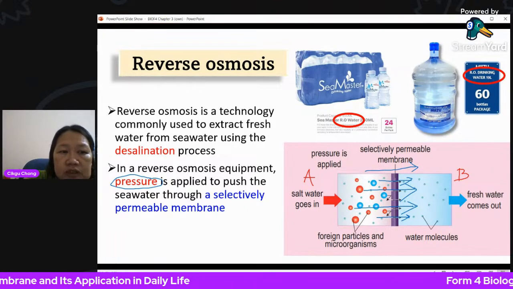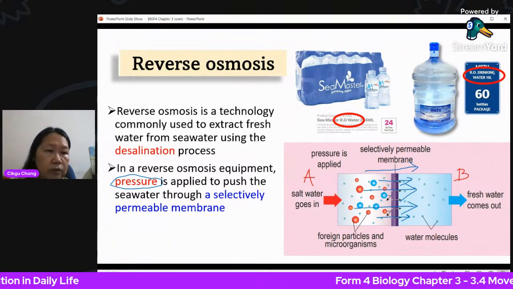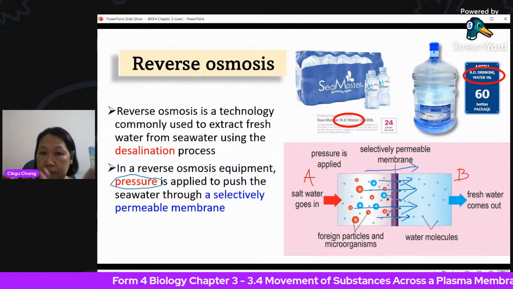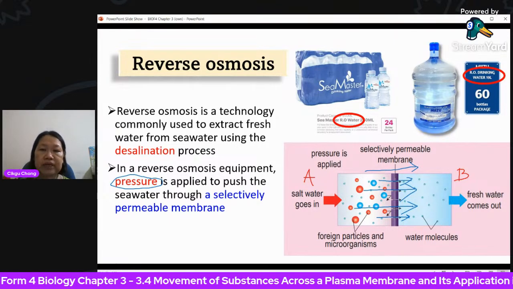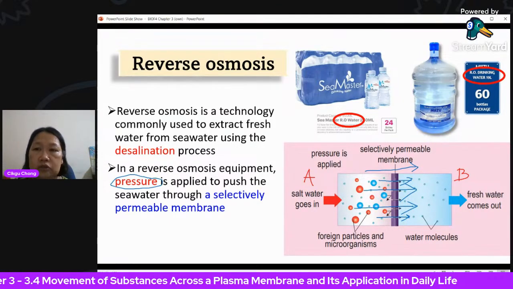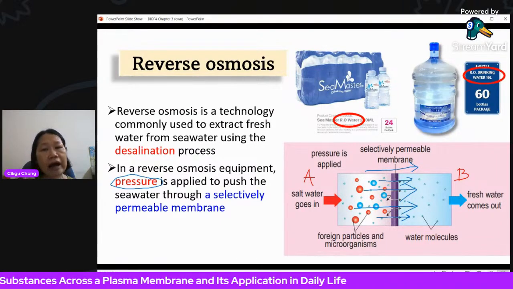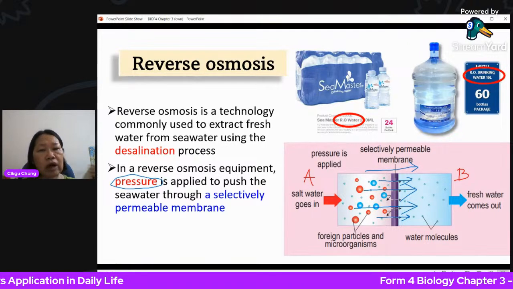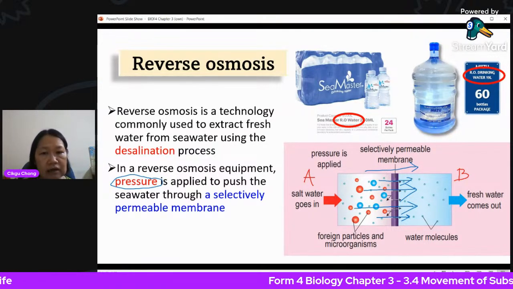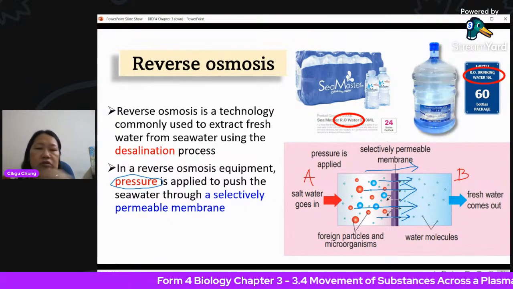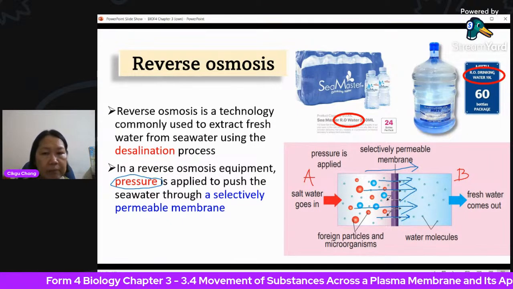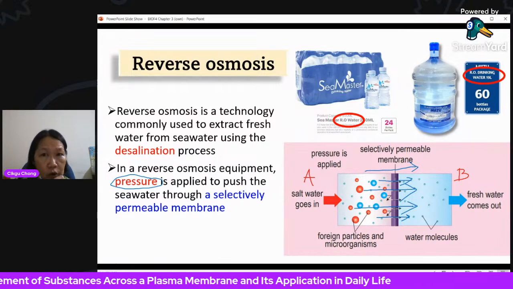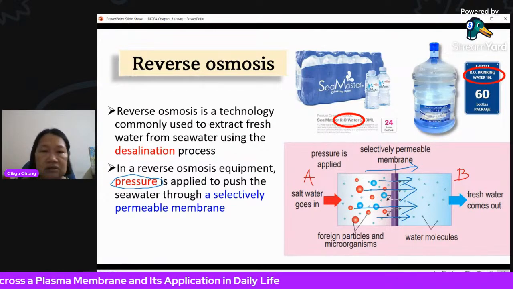So when you talk about reverse osmosis, you must remember to say the word pressure, because without pressure, your reverse osmosis will not happen. Without pressure, your water will move from B to A instead, according to osmosis. Now I do not want water to move from B to A, because I want to make more pure water. I only want the dirty water from A to be pushed over to B. There's no worry about pushing the salt over, because the selectively permeable membrane has very, very tiny pores. The foreign particles cannot pass through.